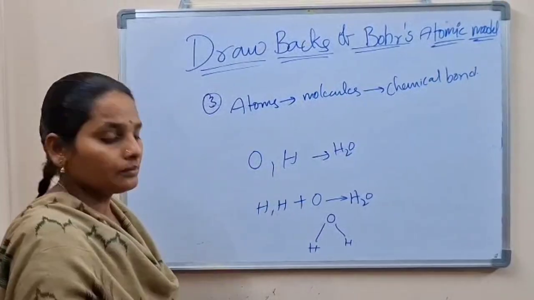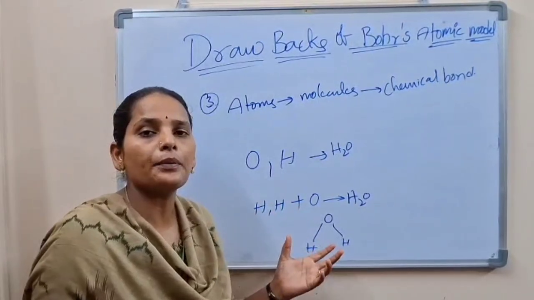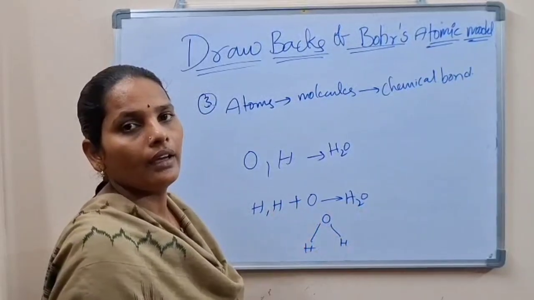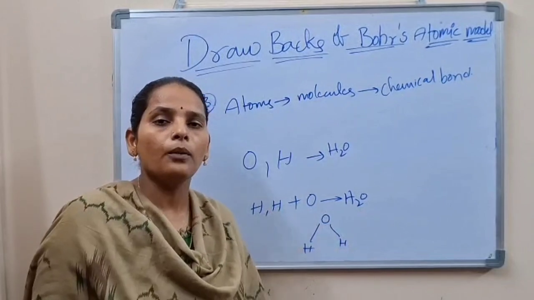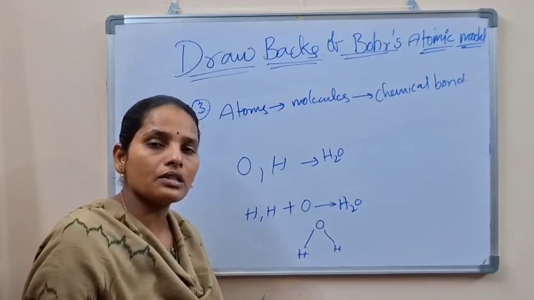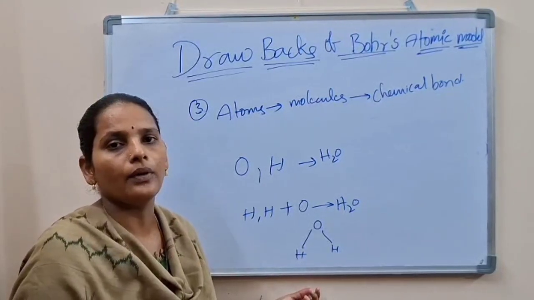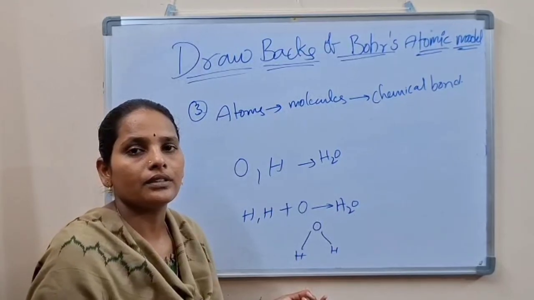These drawbacks were later addressed by other theories. Have you got my point? These are the main limitations or drawbacks of Bohr's atomic model. But Bohr's theory overcame most of the problems of the Rutherford atomic model. Please remember the point.